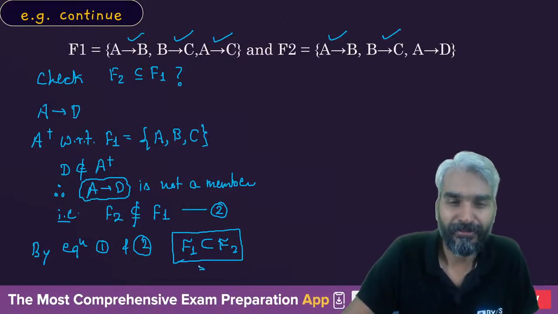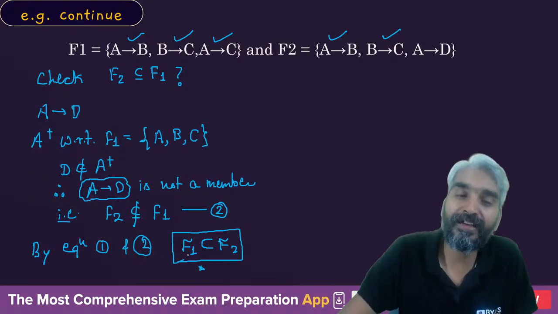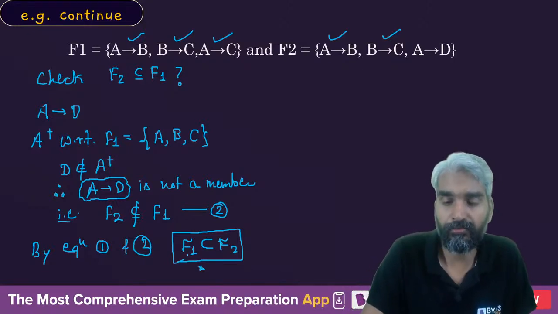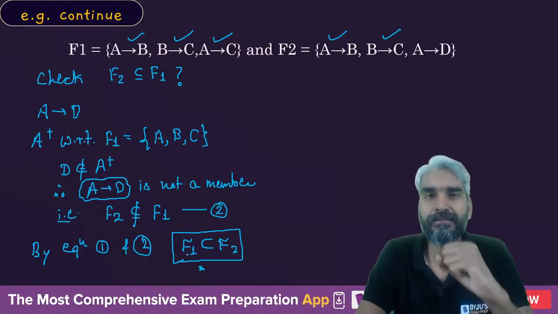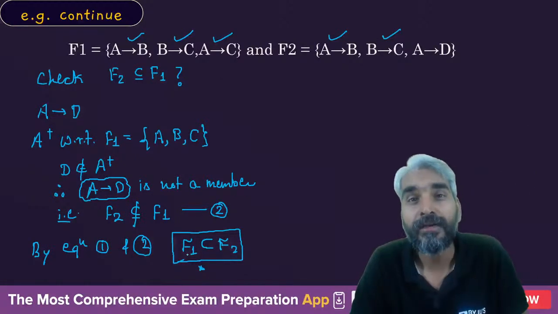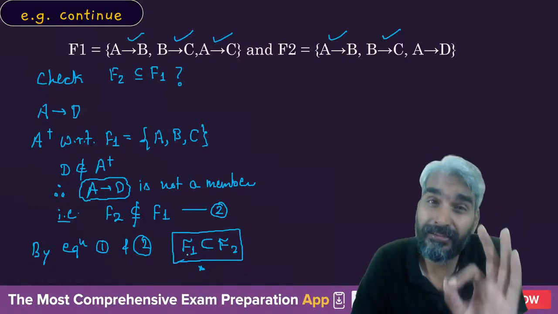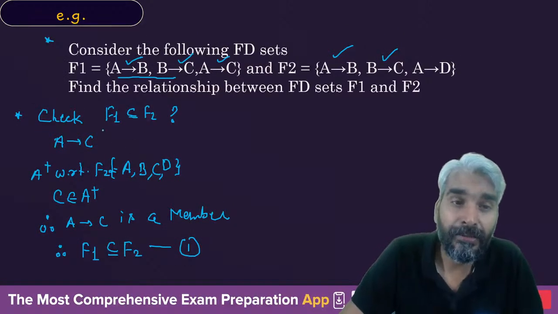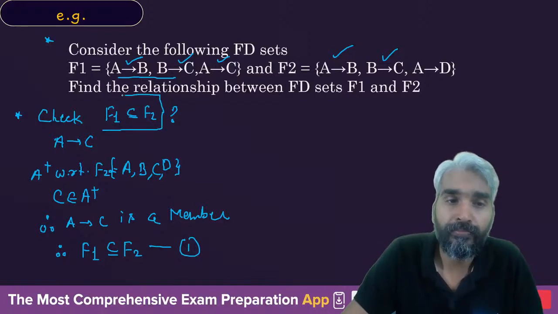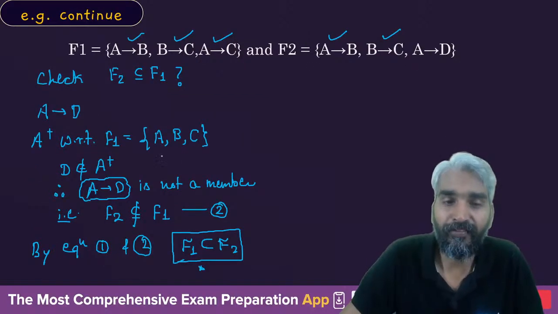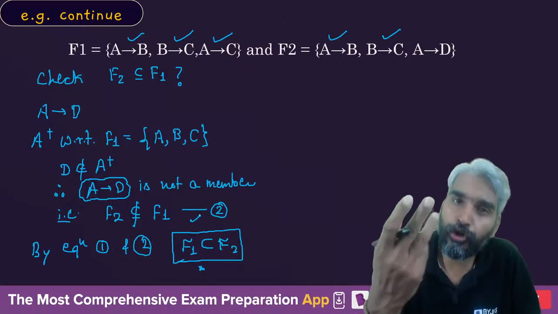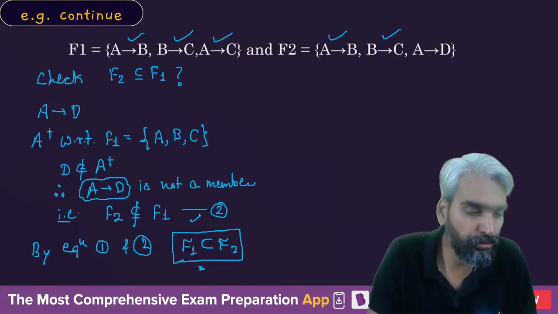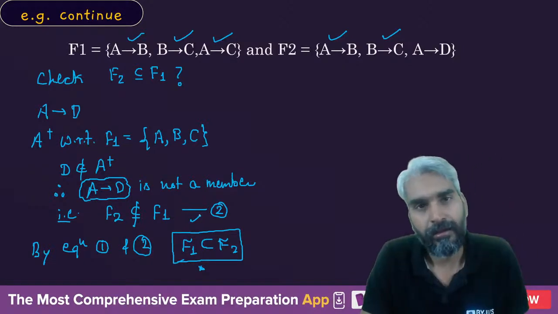Right? So from equation 1 and 2, we can say F1 will be a proper subset, not even equal. Got the idea? So these are the relationships which will be available in the options, and you need to choose the best option. If it is an MSQ, then F1 is a subset or equal to F2 will be true, as well as F1 is a proper subset of F2 will also be true, because both of them are true. Clear? So just make sure that you choose the best possible option.